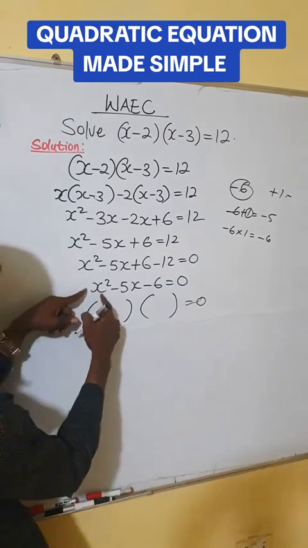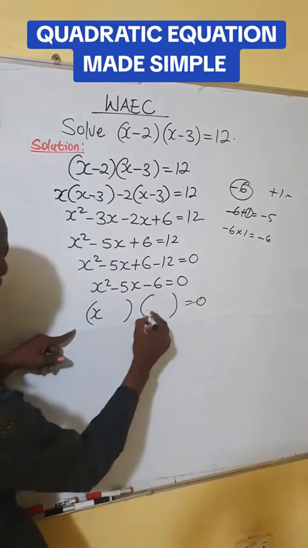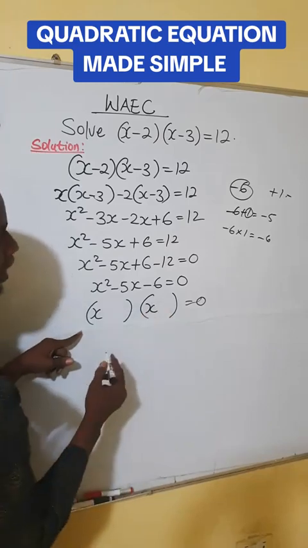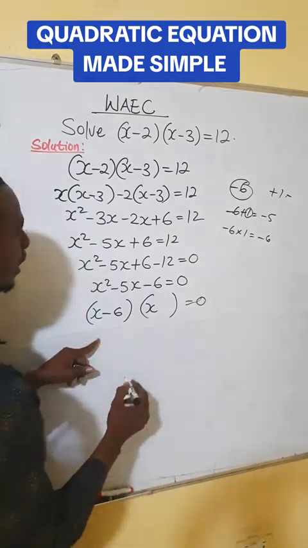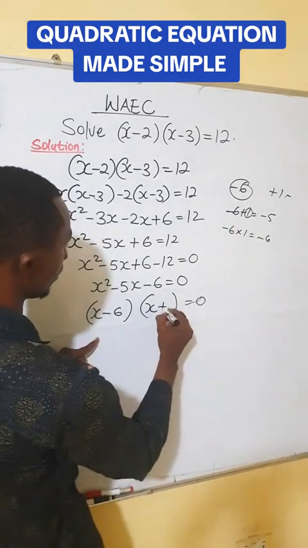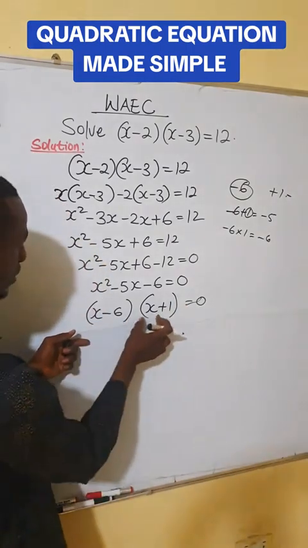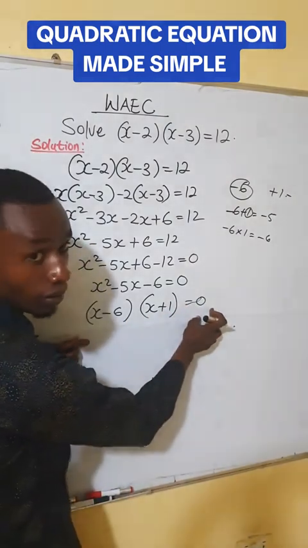So the variable is x. You write it here. Here also the variable is x. So what are the factors? We said minus 6. So you put your minus 6 here. And the other factor is what? 1. That is plus 1. Okay. So this is x minus 6. This is x plus 1 equals to 0.